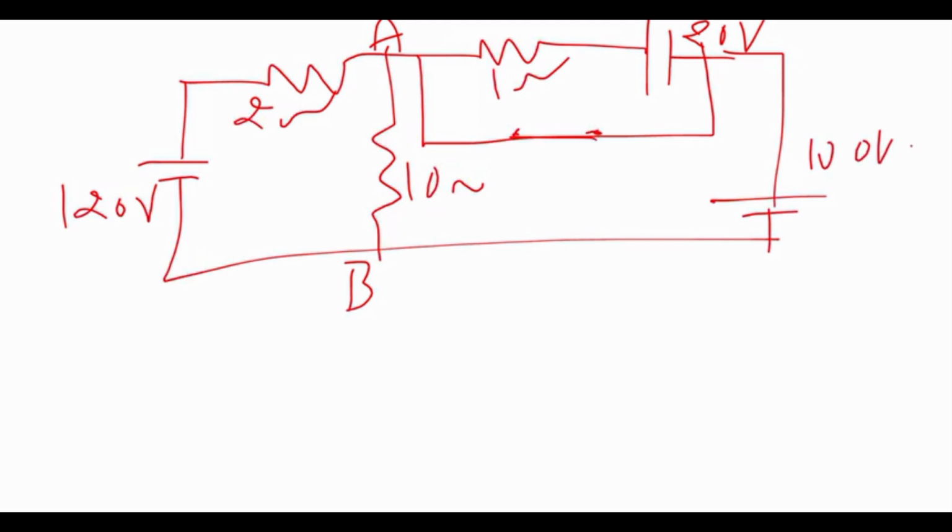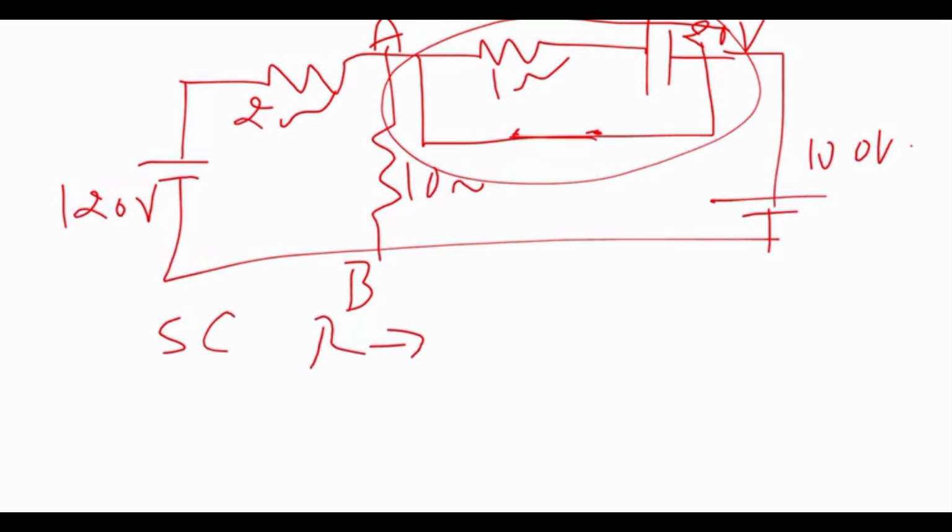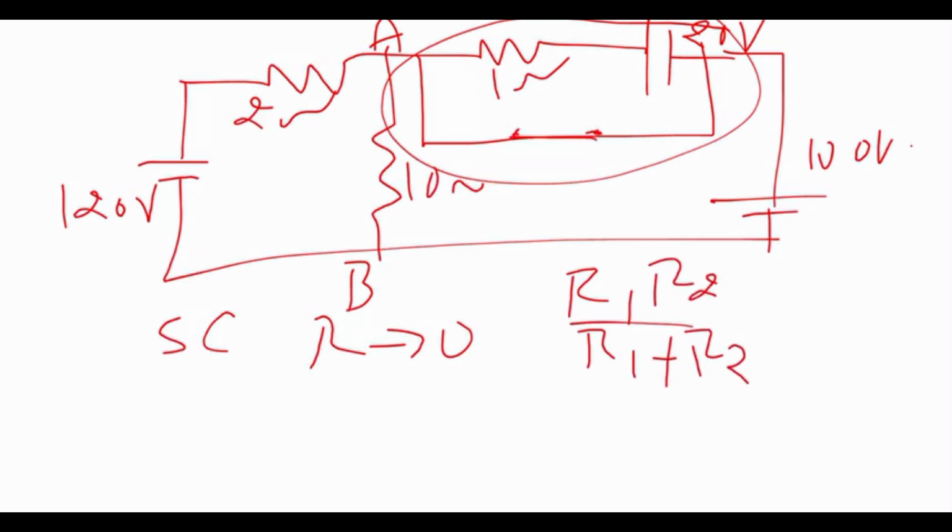Now you can consider here, since this particular portion is connected in parallel, when there is a short circuit, the resistance will be 0. So now 0 ohms is in parallel with 1 ohm. If you have two resistances in parallel, we know that the condition is R1 into R2 divided by R1 plus R2. Since one resistance value is 0, 0 multiplied by anything will be 0. So we can rewrite the circuit like this.